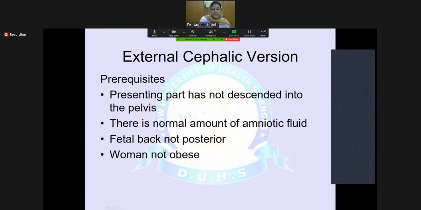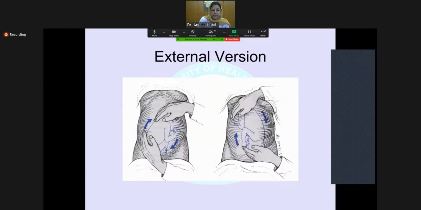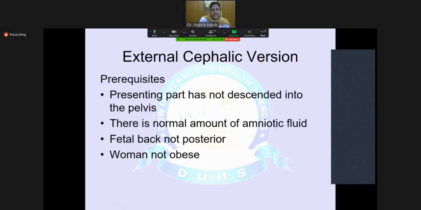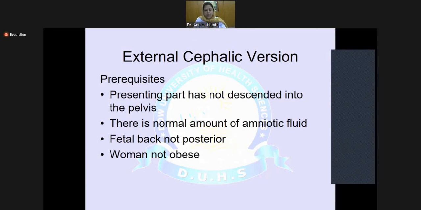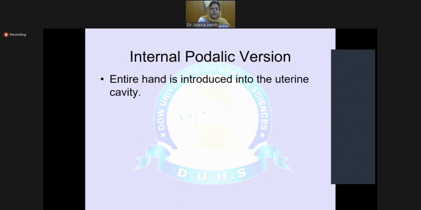And the fetal back is not posterior. Look at the figure: the back of the baby is lateral, on the lateral wall, not posterior, not the back of the baby against the back of the mother. So the back of the baby should not be posterior. And the woman should not be that obese, with an obese abdominal wall, a very flabby abdomen or a distended abdomen, where you would not be able to hold the parts of the baby and cannot rotate it properly. So it is better not to try in those patients, where the chances of failure are always there.